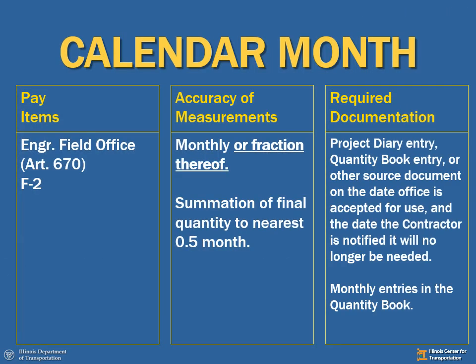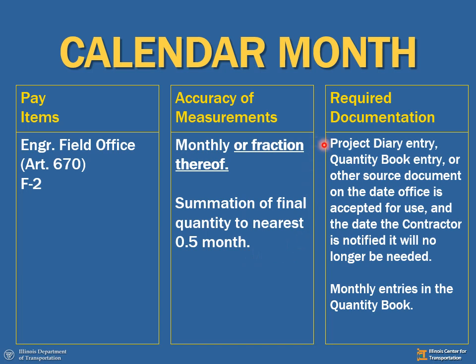Calendar month. Really only one item we talk about on the calendar month is the engineer field office. You can pay to the monthly or fraction thereof, so you can prorate any portion of a month that you might have. Say you accept the field office 10 days into a month, you can prorate by the number of days left in the month until the next pay estimate, and then you can pay that fraction. Summation of final quantity can be to the nearest half a month, but it doesn't have to be. Remember, these are minimum accuracies.